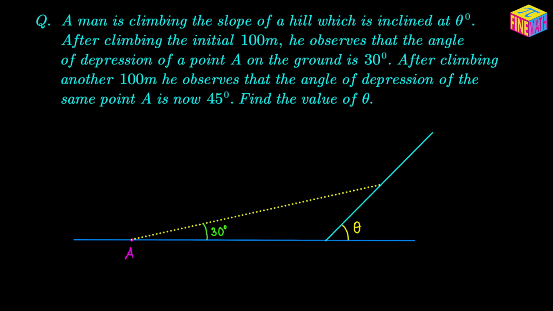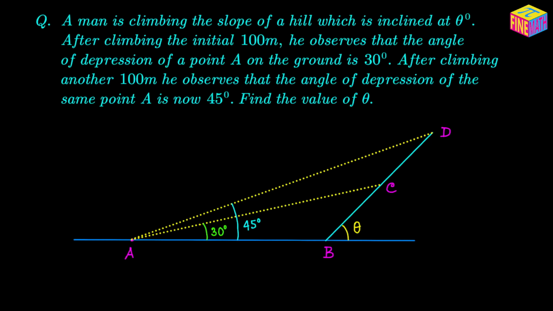But in the question, actually the man observed point A from the hill and the angle of depression was 30 degree. But for simplicity of the diagram, I am using the angle of elevation. And now suppose the second yellow dotted line is the line of sight after climbing another 100 meter. And here the angle of elevation of the second point on the hill will be 45 degree when observed from A. Next, let me assign some alphabetical names here.